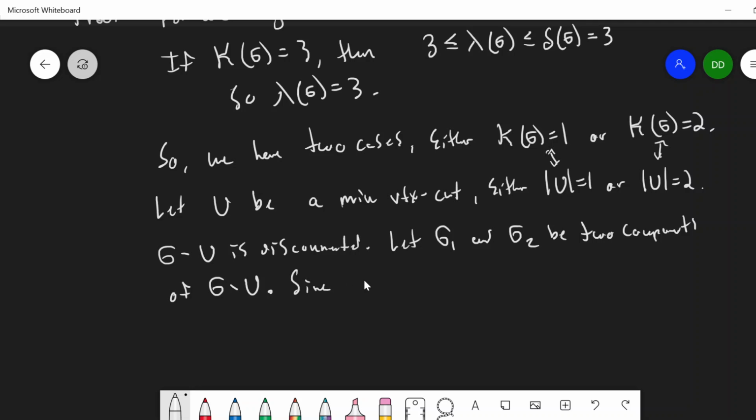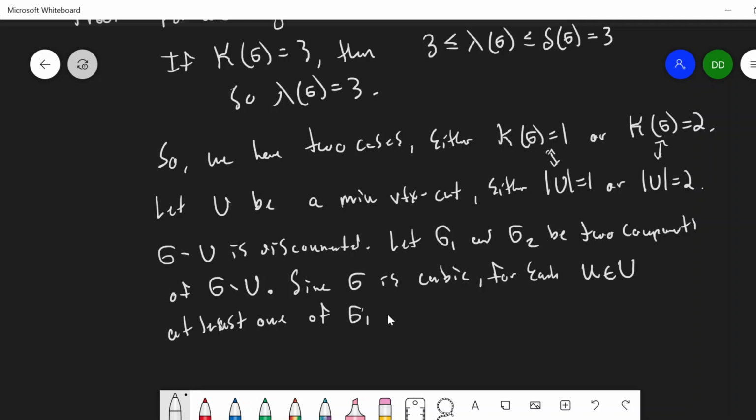So since G is cubic, right, 3-regular, for each little u in the vertex cut, at least one of G1 and G2 contains exactly one neighbor of little u.